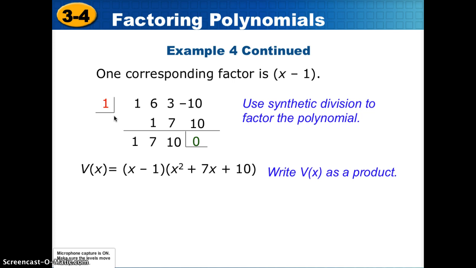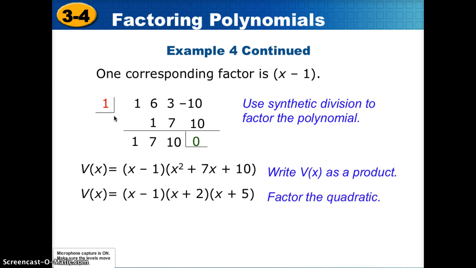Now, our next step is going to be to look at that remaining quadratic factor and see if it's factorable. If it's not factorable, we can use the quadratic formula. If it is factorable, we're going to factor it. And in this case, it is factorable. So we factor it, and we have all of our factors for the volume function of this plastic box.